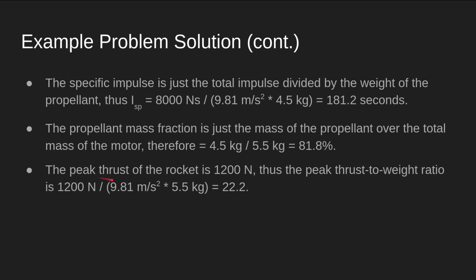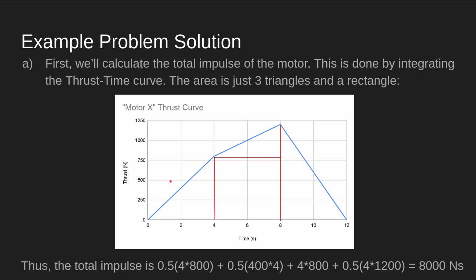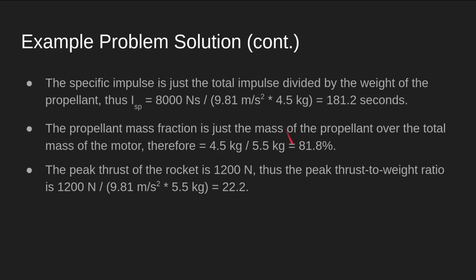And then the peak thrust of the rocket is 1,200 newtons. If you look at the curve, 1,200 newtons is the peak right there. And therefore, the peak thrust to weight ratio is just 1,200 newtons divided by the weight of the motor, which is about 22.2. And that's good. That means you'll be taking off, right? As long as your thrust to weight ratio is greater than 1, that means you have more thrust than your weight. So you'll be able to take off, and you're okay.